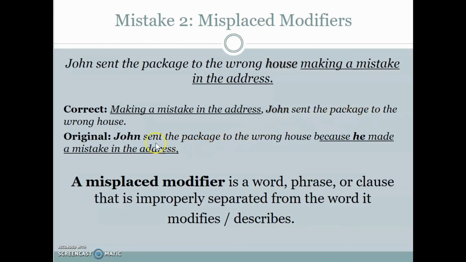Now, originally, the sentence probably looked like this. John sent the package to the wrong house because he made a mistake in the address. Obviously, this clause can be reduced because he and John is the same subject. And so you remove the subordinator because, you remove the subject he, and you add ing to the verb made. And so you have making a mistake in the address. But it has to belong to John, not the house.